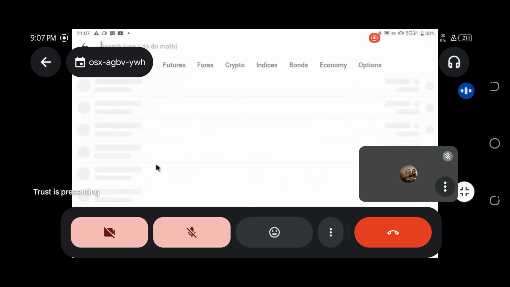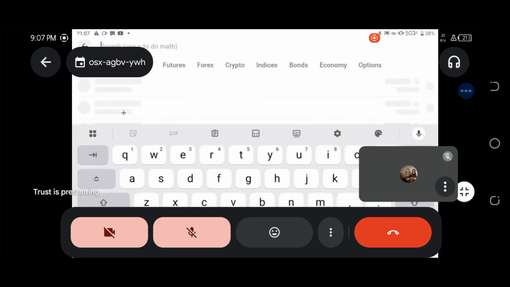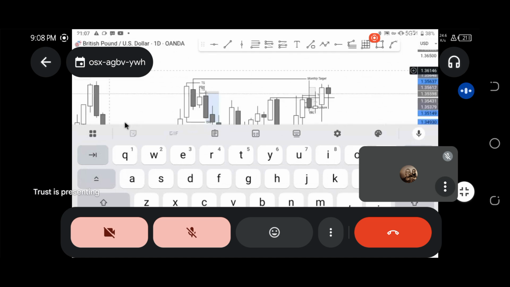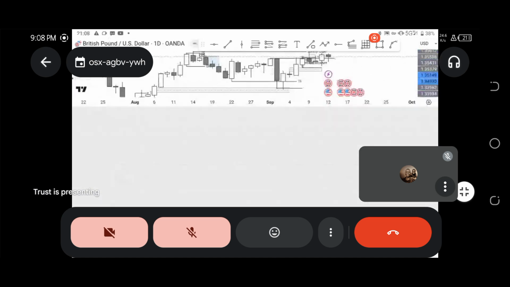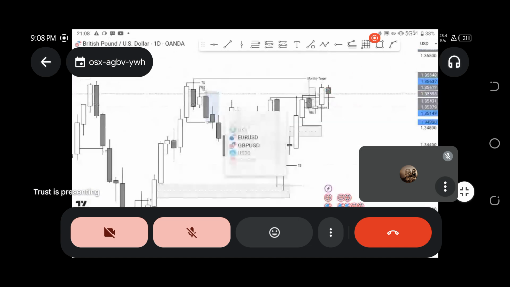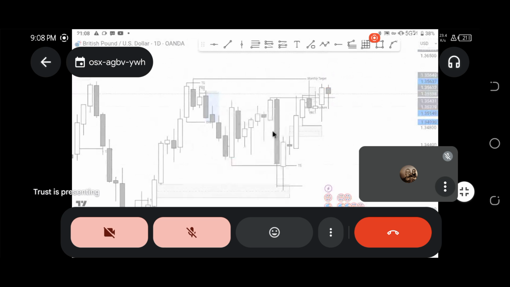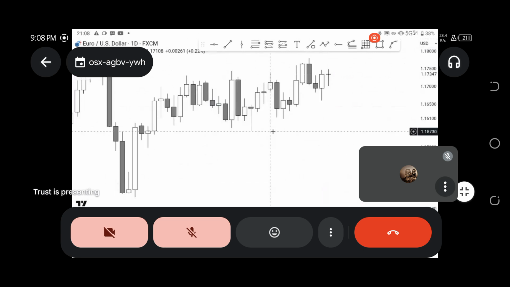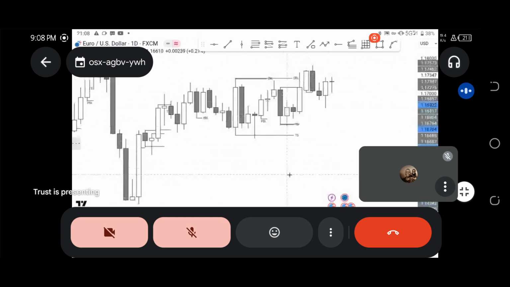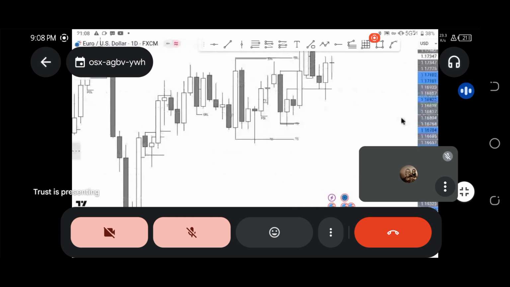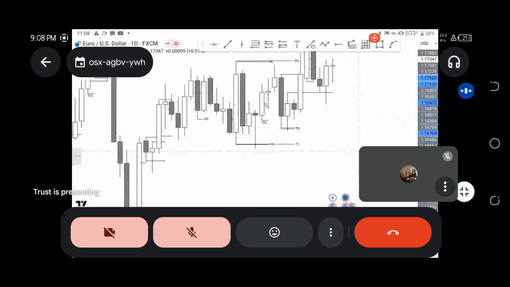I know the chart is not really as clear. Let's see something in the Euro USD. Okay, so this was my Euro USD chart. I know we've analyzed this chart; both of us have analyzed this chart once.